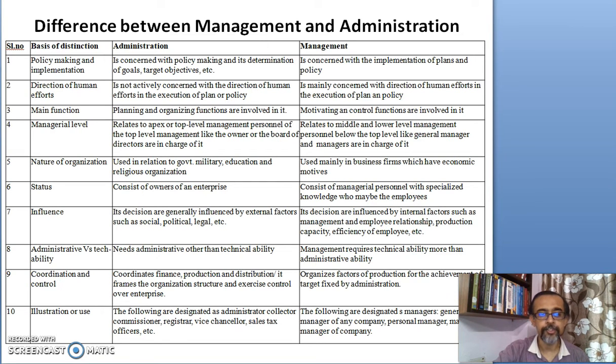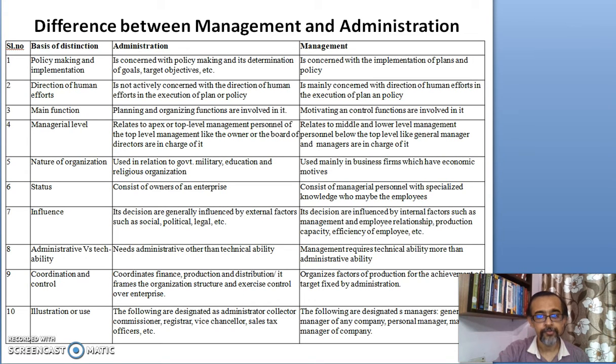In regard to the nature of organization, administration is used in relation to government, military, education, and religious organizations, while management is used mainly in business firms which have economic motives. On the basis of status, administration consists of owners of an enterprise, while management consists of managerial personnel with specialized knowledge who may be employees.